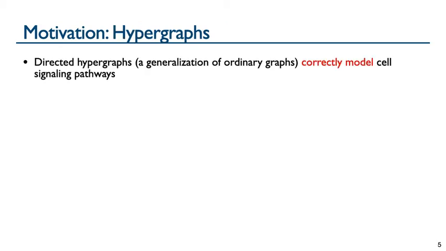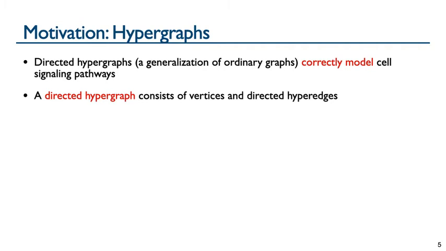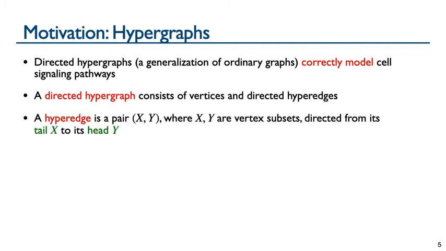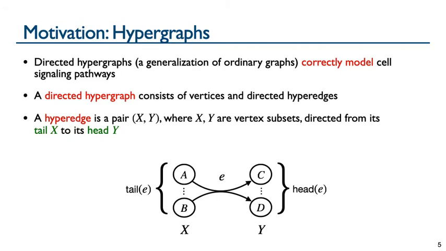We use directed hypergraphs, which are a generalization of ordinary graphs, to correctly model these cell signaling pathways. A directed hypergraph consists of vertices and directed hyperedges, where a hyperedge generalizes an ordinary graph edge and is a pair of vertex subsets x and y, where now the edge goes from a set of vertices, its tail, to a set of vertices, its head, as shown here in the picture. To traverse edge E, all of the vertices in the tail, here A through B, must already be reached, and upon traversing the edge, all vertices in the head, here C through D, are reached, like in the reaction I showed on the previous slide.